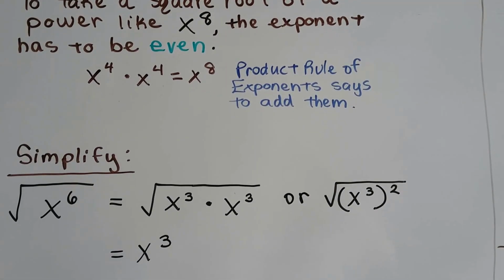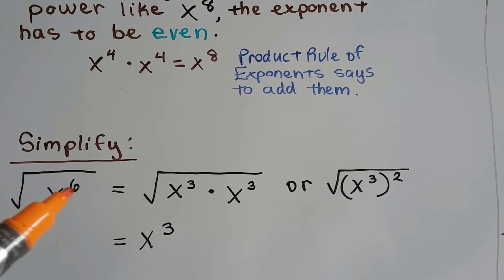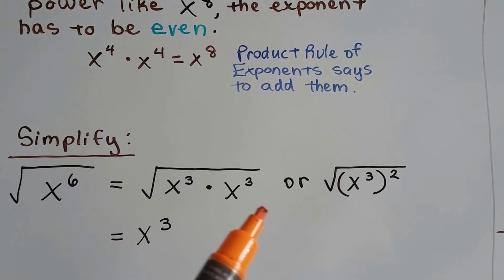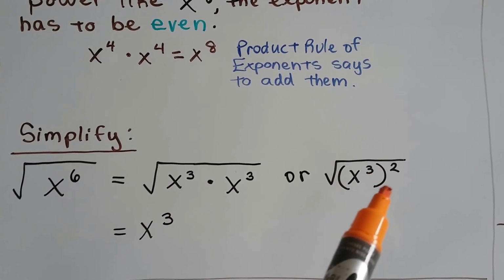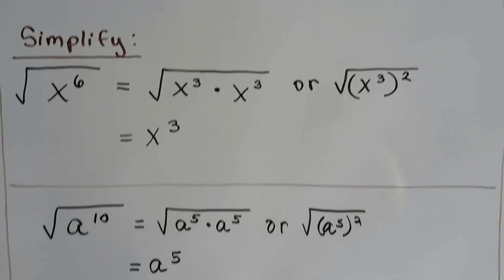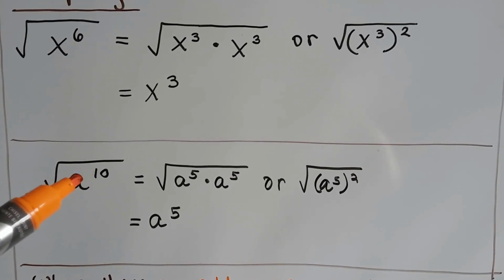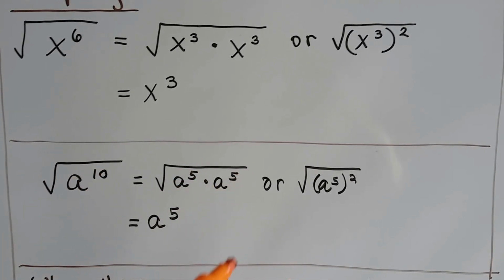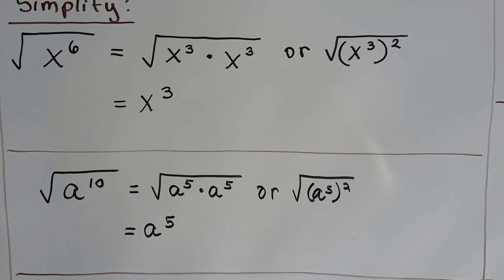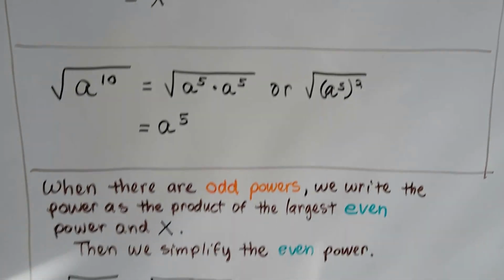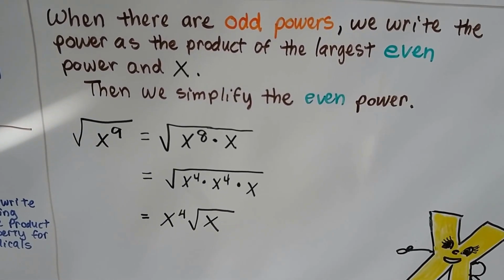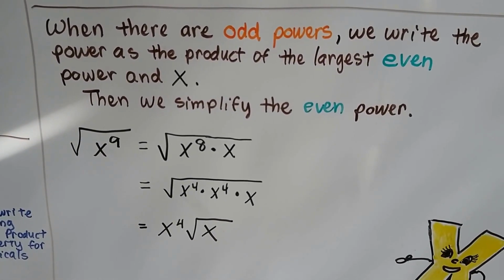See that? So if we want to simplify the square root of x to the 6th power, we just do x to the 3rd times x to the 3rd, see? We could also write it like this, x to the 3rd squared. We just take one of them as the answer, x to the 3rd, see? If we've got square root of a to the 10th, we split that 10 in half to a 5 and a 5, or we can say a to the 5th power squared, and a to the 5th is the answer, see?